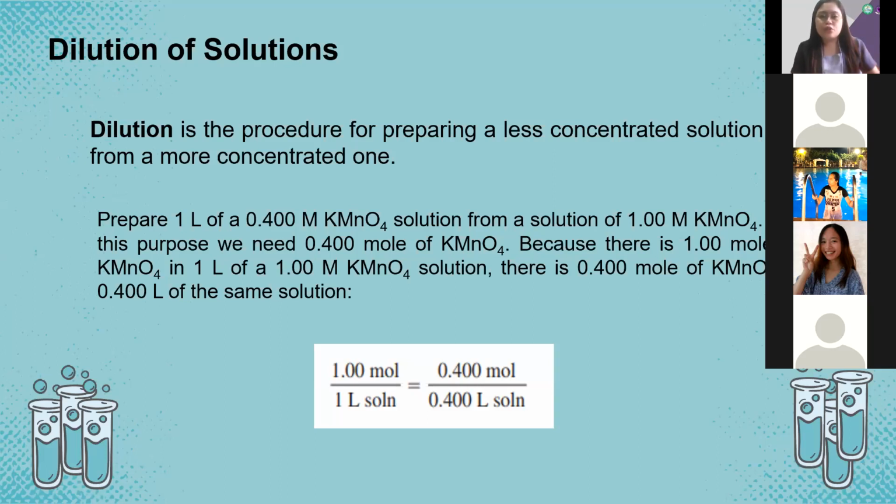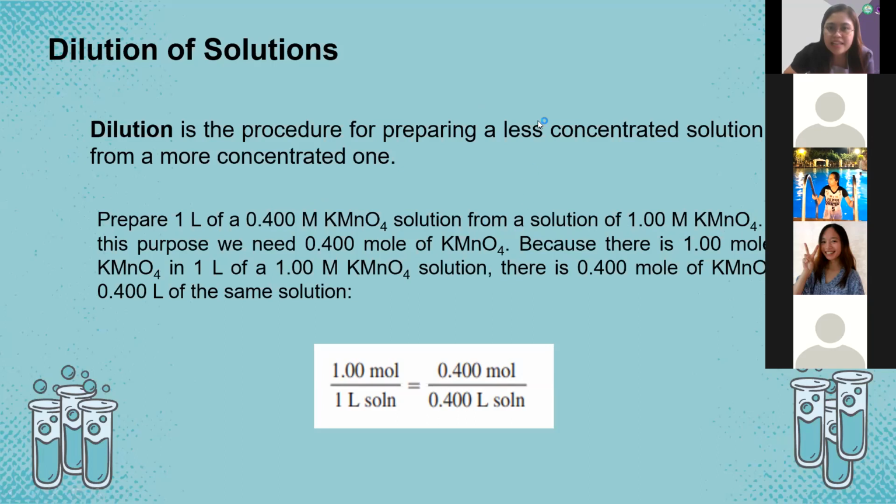And when we do dilution, we only add the solvent. We don't add solute anymore. Solvent lang talaga ang ina-add natin. Okay? So, this one is just an example of the process. Prepare 1 liter of a 0.400 molar potassium permanganate solution from a solution of 1.00 molar potassium permanganate. So your hint there will be this word, from a solution.